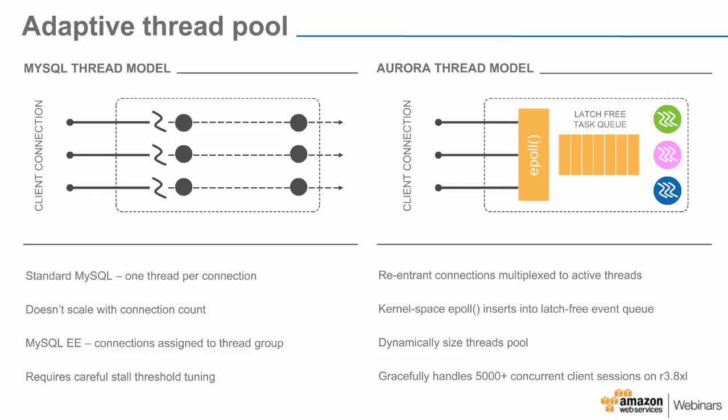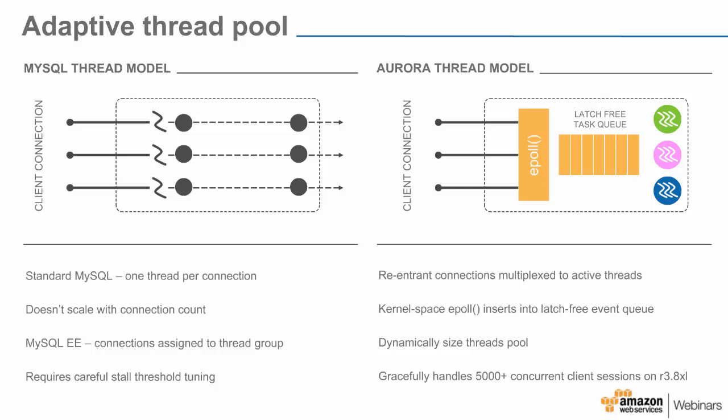We did a bunch of work on the thread pool. If you look at the standard MySQL thread pool, MySQL uses one thread per connection. It works for small transaction loads and small databases, but once you have a lot of transactions, you have a lot of connections to the database, and it doesn't really scale very well. MySQL Enterprise Edition addresses this to some extent by using a thread group, but there are limitations on how well the thread groups also scale.